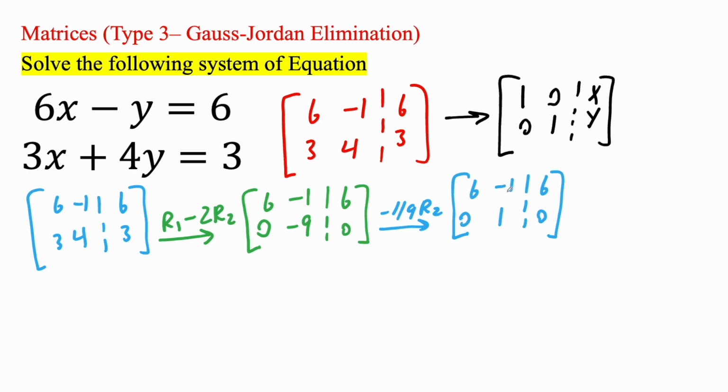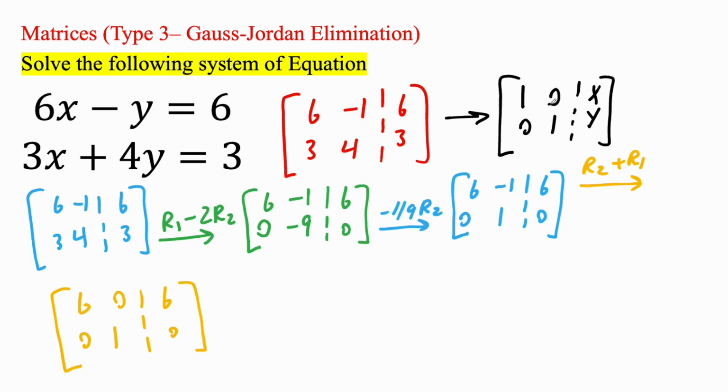Next, I want to get this piece to be 0. And I can easily do that if I take row 2 plus row 1. Because -1 plus 1 is 0. So 6 plus 0 is still 6. -1 plus 1 is 0. Dash, dash, dash. 6 plus 0 is still 6. And our row 2 remains the same. 0, 1, 0. So we're almost there.